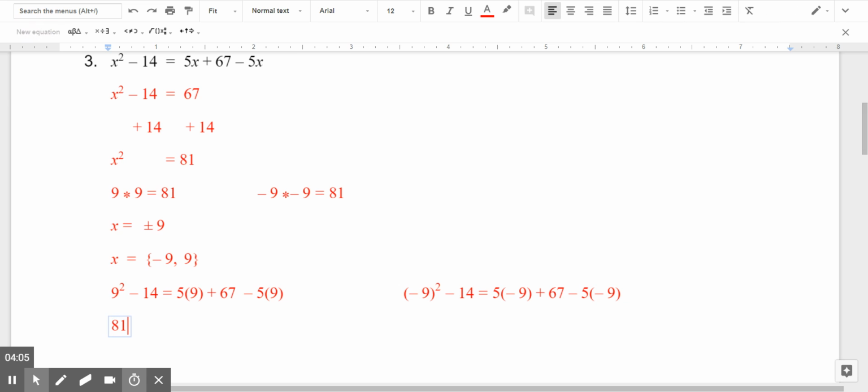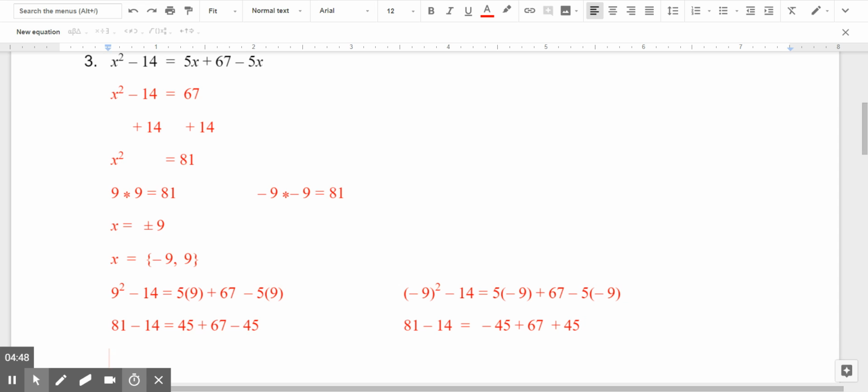9 squared is 81 minus 14. And that's equal to 5 times 9 is 45 plus 67 minus 45. The other side of the equation, I've got negative 9 squared, which negative 9 times negative 9 is positive 81, minus 14. And that's going to be equal to 5 times negative 9, which is negative 45, plus 67, and then minus 5 times negative 9, which those two negatives cancel out and will be a positive, so plus 45. So my equations look a little different right now, but unlike in number 2, they're going to end up giving me the same answer when I finish evaluating.